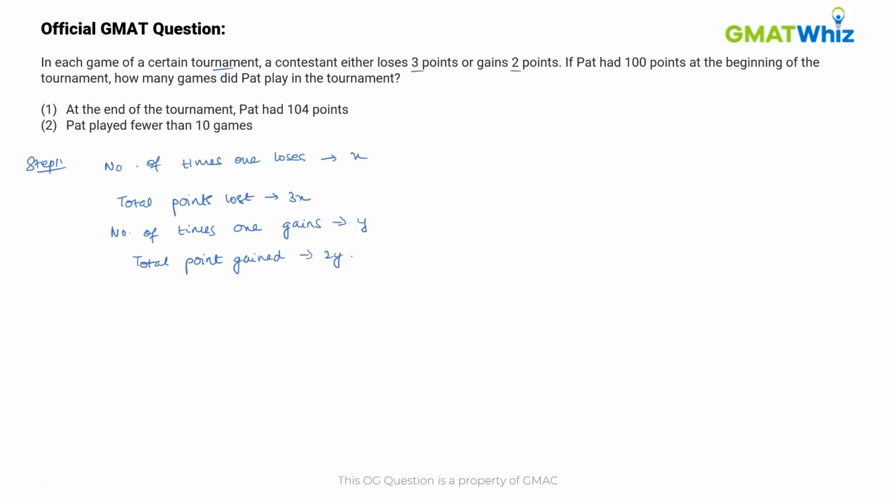2y. Now we are given that Pat, who had played the tournament, had 100 points from before. So Pat had a head start of 100 points. And we have to find out how many games Pat played in the tournament. So we can say the points that Pat may score will be equal to 100 plus 2y minus 3x.